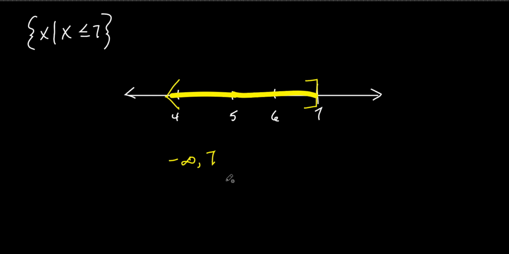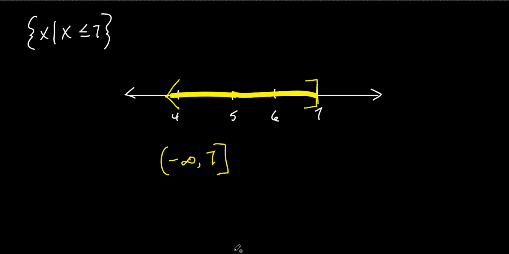Now we've got to decide, are we going to use parentheses or brackets? What do we always use with infinity? A parenthesis. So we'll close it like this. And this bracket's going to the left, so we put a bracket right there. So these things really mean the same exact thing. All three of these things mean all the numbers that are less than or equal to 7.